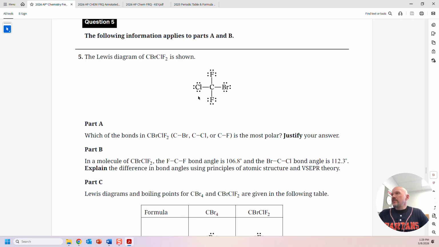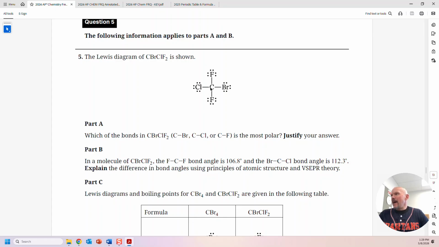All right. So just some things I might be thinking about, right? Tetrahedral shape. The things coming off of the carbon are not the same. So this is asymmetrical. So this molecule would be polar, right? It would have dipole-dipole interactions. It would have London dispersion forces. It wouldn't have hydrogen bonding because it doesn't have hydrogen in it, and it doesn't have H bonded to F or H bonded to O or H bonded to N. So we know it's polar.